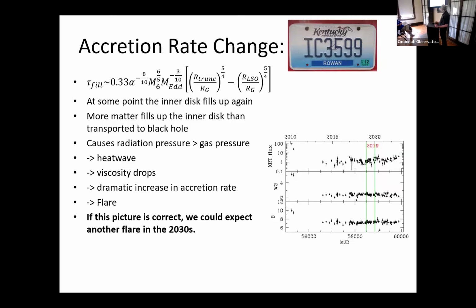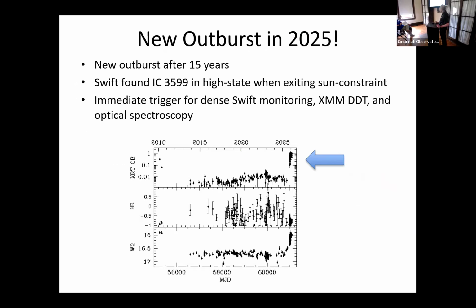We still said, well, we expect another outburst or flare by something like maybe 2030, because you cannot really 100% predict when this happens. That was the prediction. And guess what happened? Last year, we went into Sun constraint in August, but when Swift observed it again, when IC 3599 came out of the Sun constraint by Halloween last year, it was bright. It was bright by a factor of about 50 compared to the pre-flare emission that we saw here.